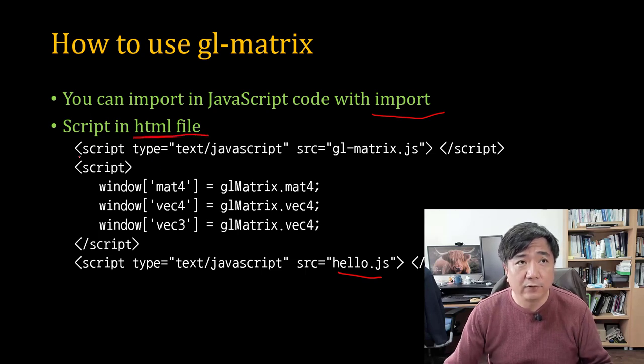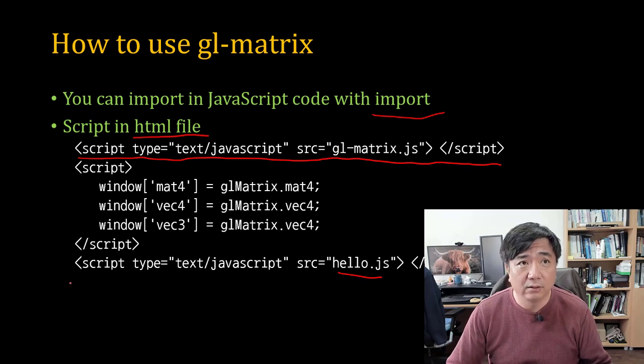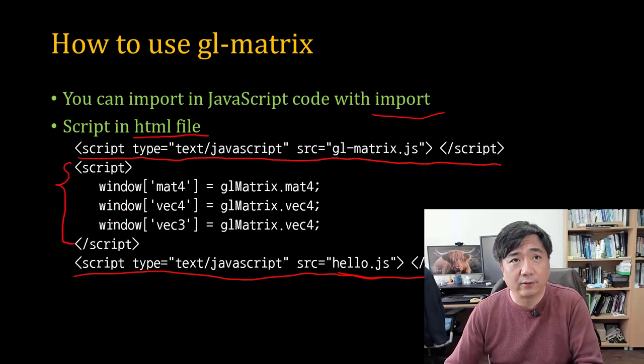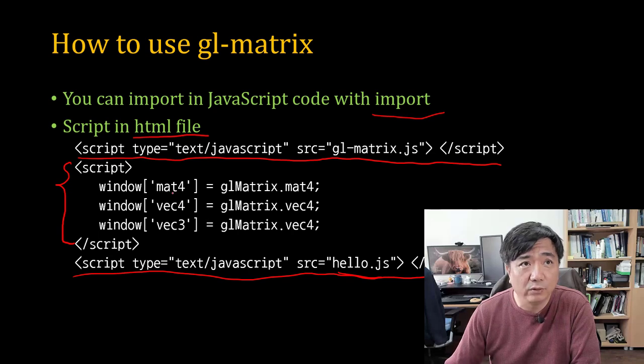Okay. The second way is that we can modify the HTML file. First we execute the gl-matrix.js JavaScript, and then we can run the hello.js file. Then we can get the result. This part is somewhat different from that way. So if we include this gl-matrix.js, we can use the functions included in gl-matrix.